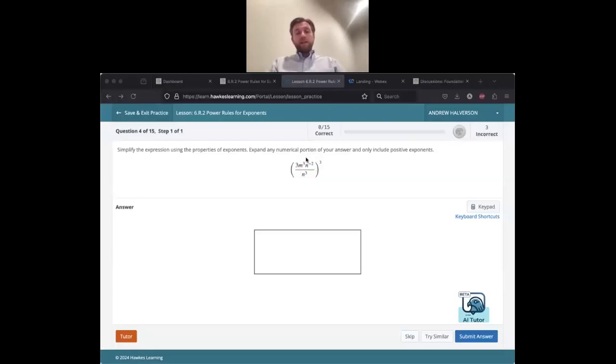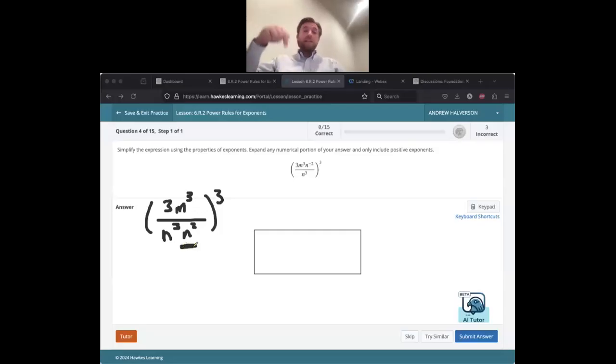And what that says is I take this n squared, that's the one with the negative exponent, and it shoots down to the denominator. Okay? So that gives us then what? 3m to the third. Now what's in the denominator? That n to the third that was originally there, and then n squared. All of that to the third. So this was the thing that we moved, and that's the only thing that moved because it's the only thing that had a negative exponent.